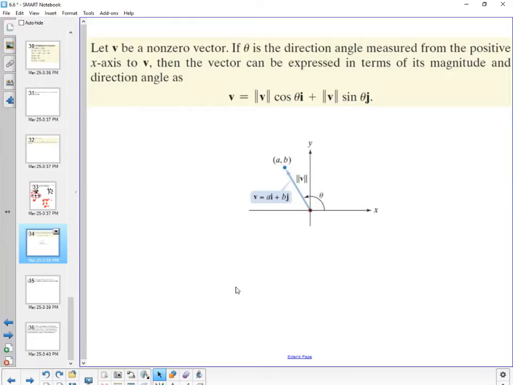Let V be a non-zero vector. If theta is the direction angle measured from the positive x-axis to the V vector, then the vector can be expressed in terms of its magnitude and direction angle as the magnitude times cosine theta i plus the magnitude times sine theta j. That should not be surprising to you, because what do we usually call cosine? The x. And we usually call sine the y.